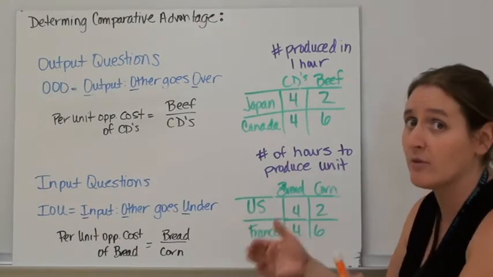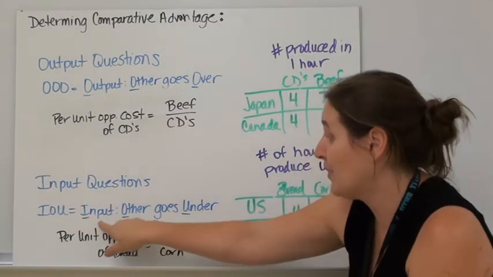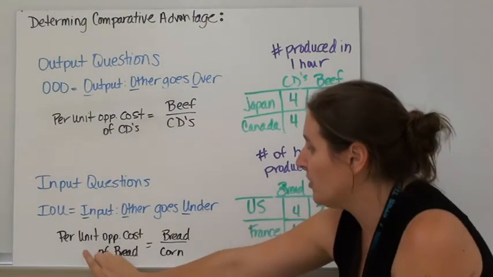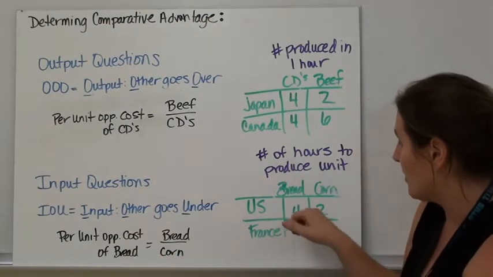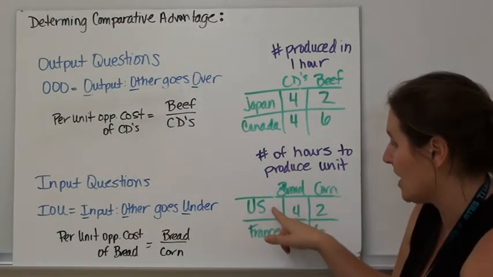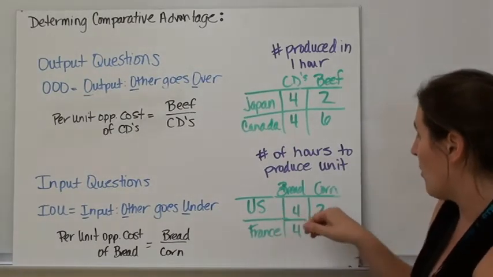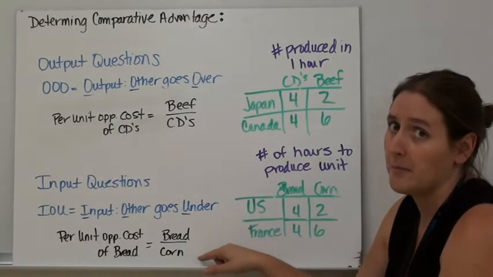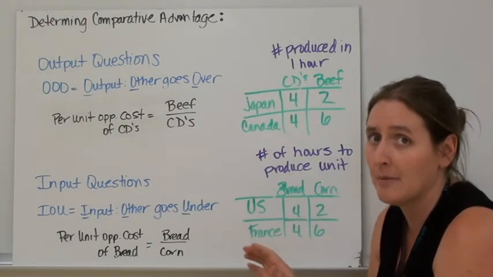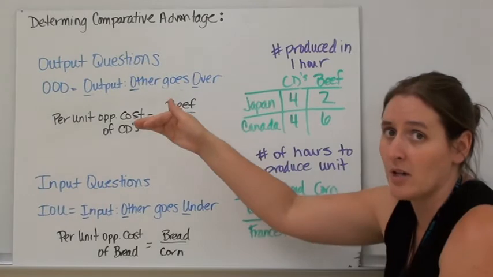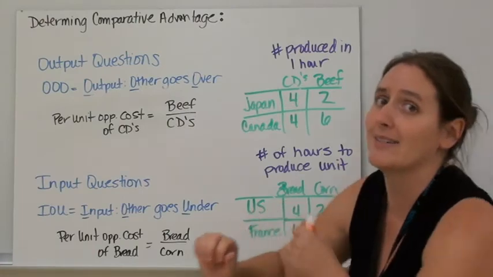If that's the case, you have to reverse the division. So input is IOU, input other goes under. The per unit opportunity cost of bread would be bread over corn. Okay, so the United States, if we're looking at US numbers and we're looking for the cost to make bread, we would put bread 4 over corn 2. Bread over corn. Because it's an input question. Whatever we're looking for, we'll put on top, and the other item we'll put on the bottom. Input. If it's an output, the other item goes on top, and the item that we're looking at goes on bottom. Okay? We'll have lots of practice of that soon.